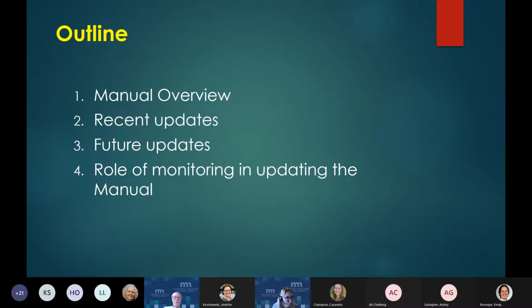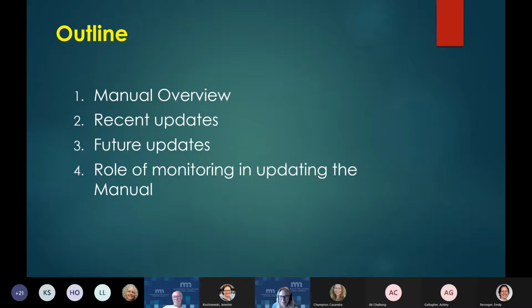So we're going to talk about four things today. I'll provide a very brief overview of the manual. I don't want to spend too much time on this. Then we'll talk about what recent updates we have, what future plans we have for updating it, and then the role of monitoring and updating the manual, because I know this is a monitoring group, and I actually lived in the monitoring world back in the 90s and through the first part of the 2000s. Next slide.